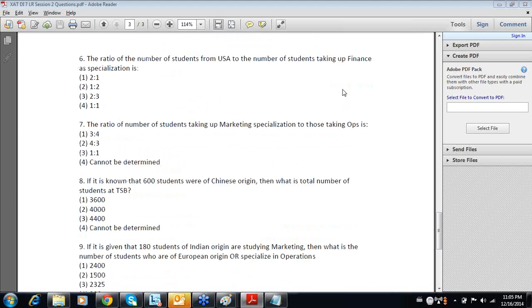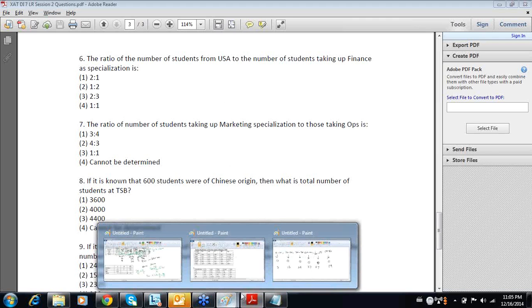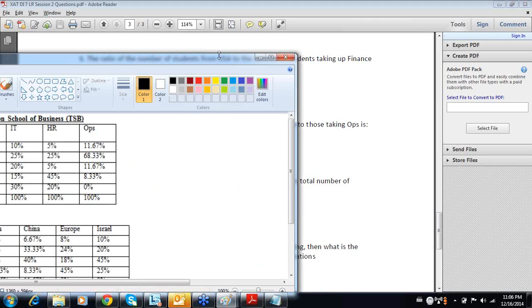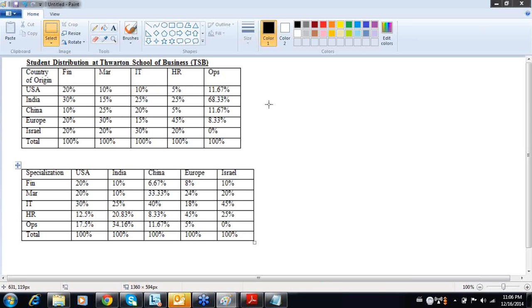The ratio of the number of students from USA to the number of students taking up finance as a specialization is what? So it is saying the ratio of the number of students in USA to Fin is what? That is the first question.